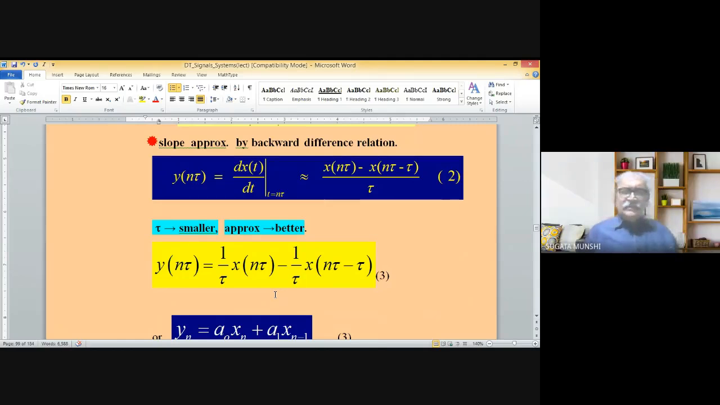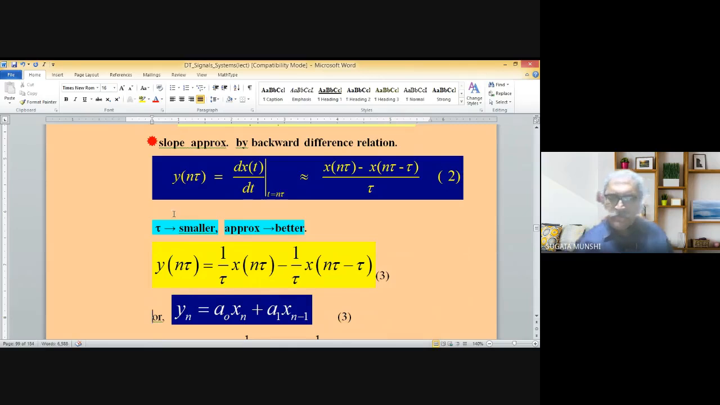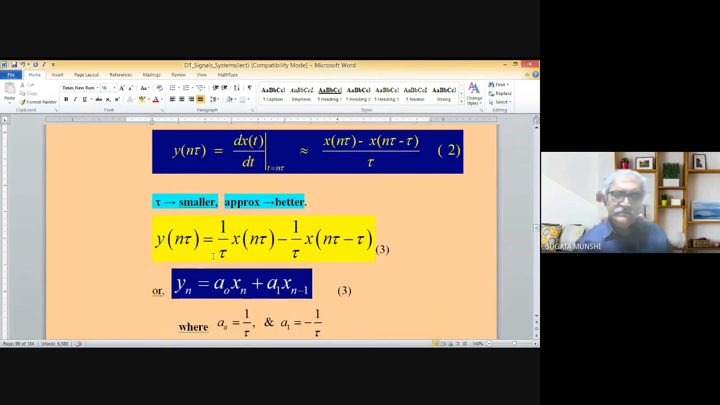So that is the algorithm given by equation 3. As a sequence, you can drop tau. So you can write as a sequence that yn is equal to a0 xn plus a1 xn minus 1, where a0 is 1 by tau and a1 is minus 1 by tau.